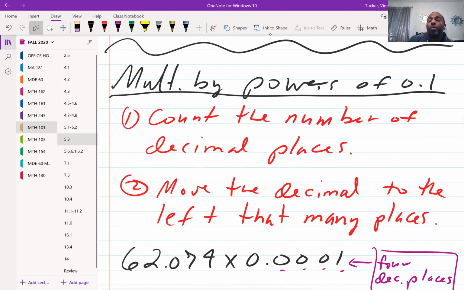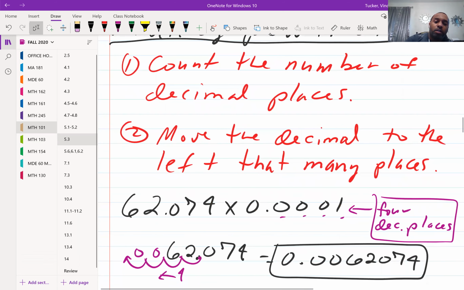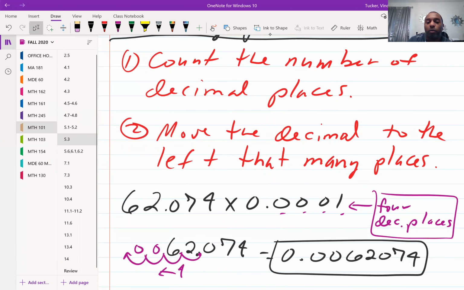So remember, this time we're counting the number of decimal places to the right of the decimal, not just zeros. So when we look at this one right here, 62.074, I have 4 decimal places here. So we're counting the 1 as well. How many decimal places do you have to the right of that decimal? It's going to be 4 decimal places. And so that means I'm going to move my decimal to the right 4 spots.